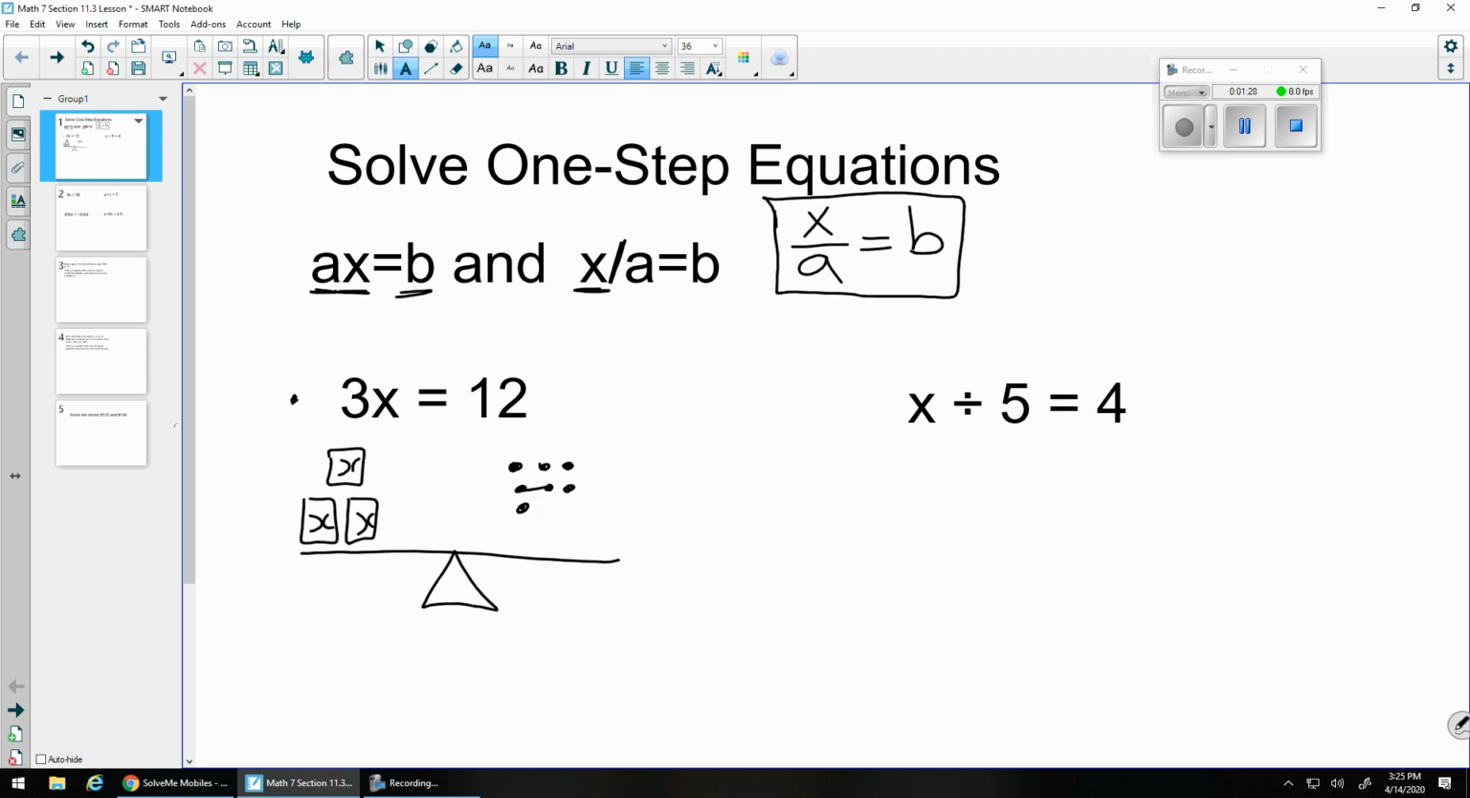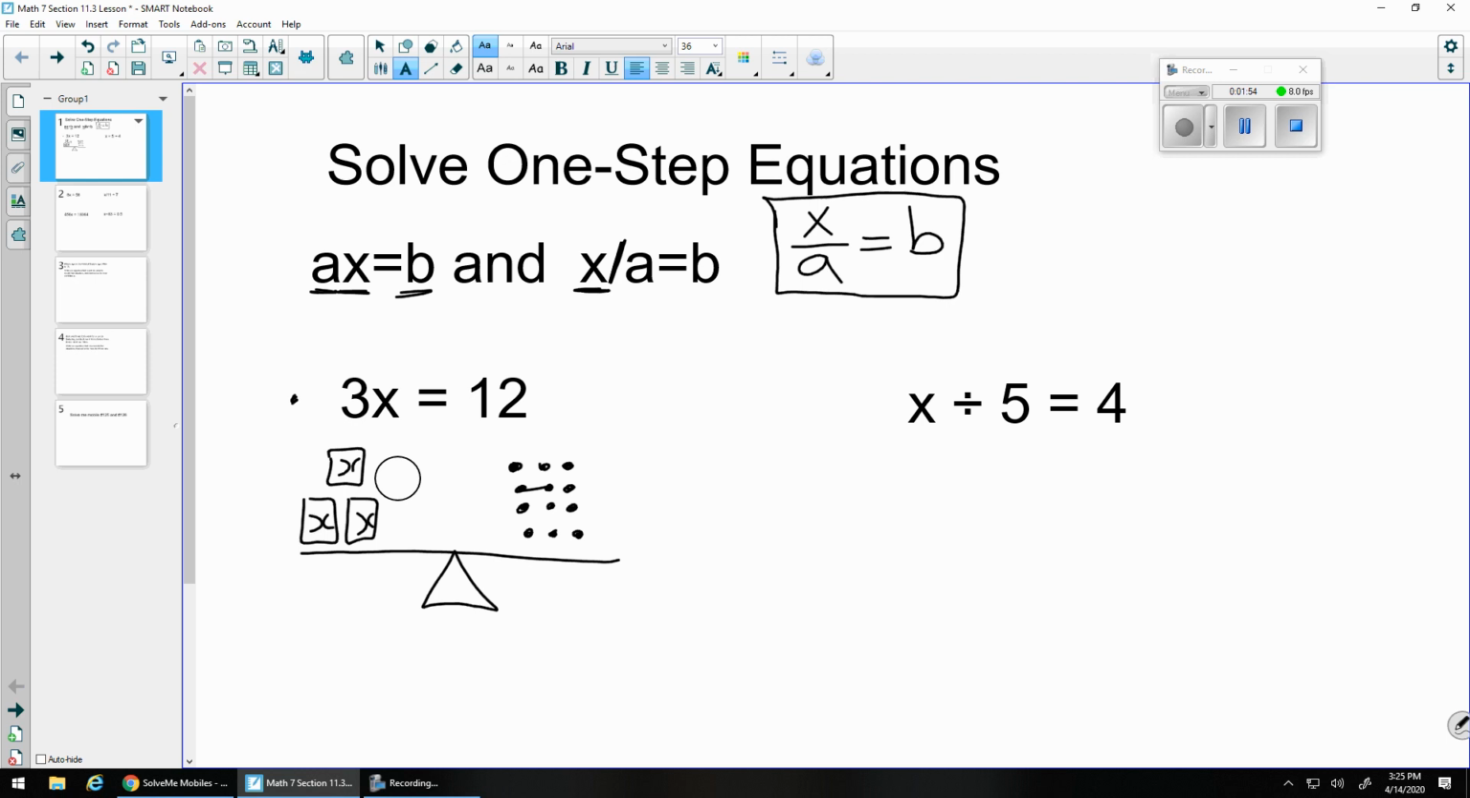Whoops, not supposed to be a line in there, but you get the idea. There we go. I have 12 counters on the other side. So if I want to figure out just what 1x is equal to, so not 3x, 3x is equal to 12, how much is 1x equal to? I could get rid of 2x's, but I don't exactly know how many counters 2x's is. But another way I could think of it is by dividing by 3.